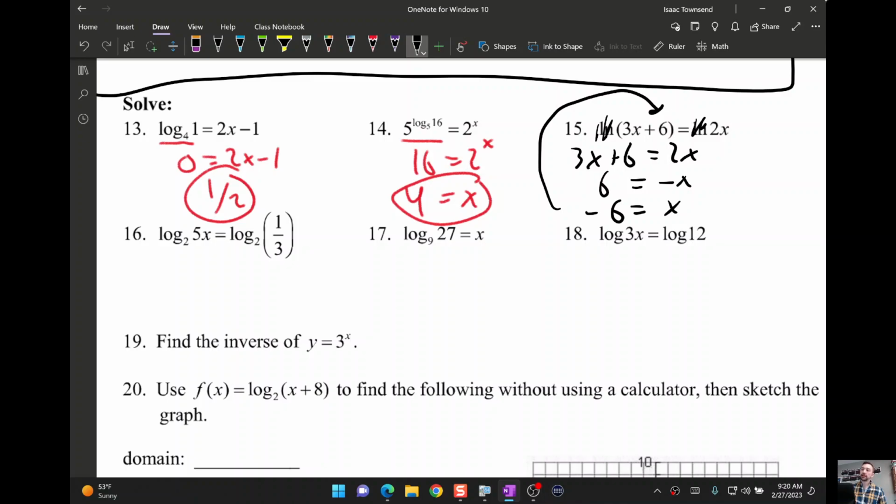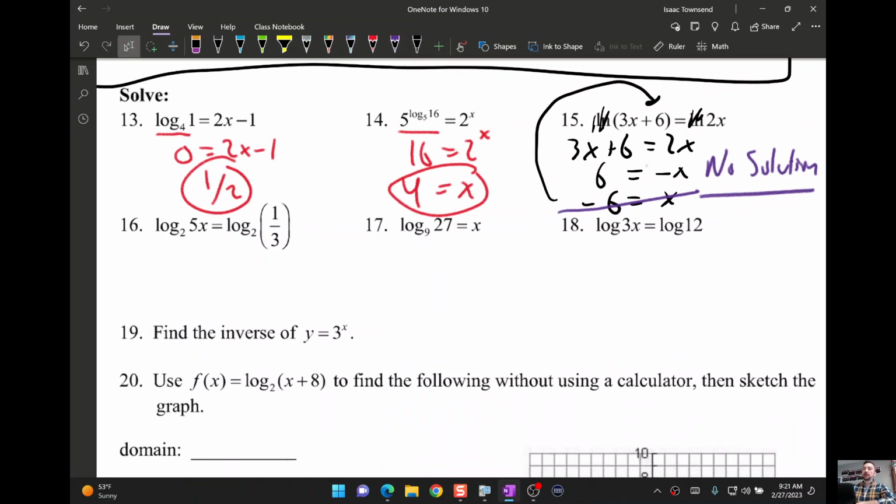And if you plug in -6, you get the natural log of -12 is equal to the natural log of -12, which sounds okay, but you can't take the log of 0 and you can't take the log of a negative. So that does not work. There is no solution. You have to train yourself to consider that every single time. It's not that you're doing anything wrong, it's just that the process sometimes creates these fake answers.